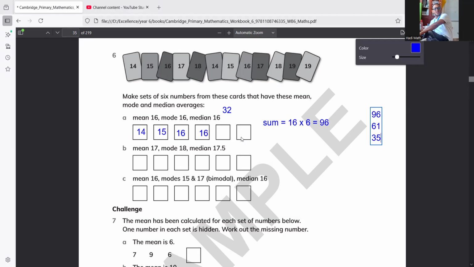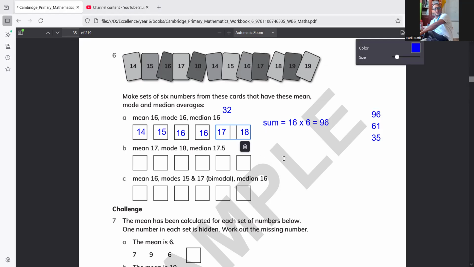Those two numbers could be 17 and 18, or 17 and 19, or 18 and 19. So two numbers give us 35. One of them should be 17 and one of them should be 18, because 17 plus 18 gives us 35. This is the only chance. That's how this work is done.